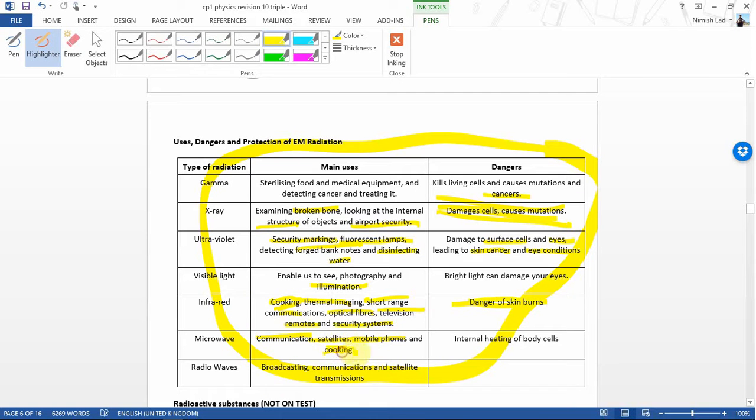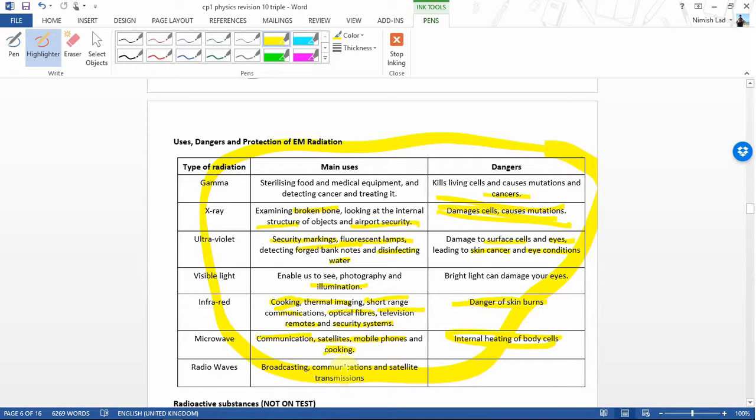Also, we can use them for cooking because they heat up water cells. That's the danger: they can heat up body cells. Body cells are full of water, so they can heat them up if we're not careful. The way it works with microwaves is it makes those particles, those water molecules, vibrate. That's how it can be used in cooking, but it can also affect body cells if we're not careful.